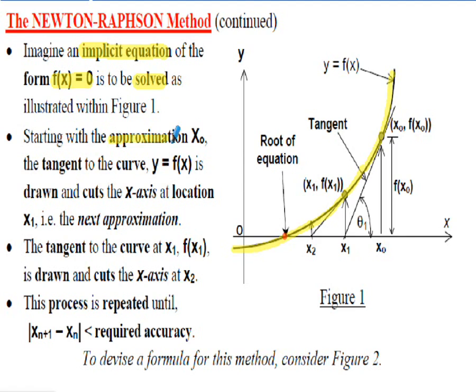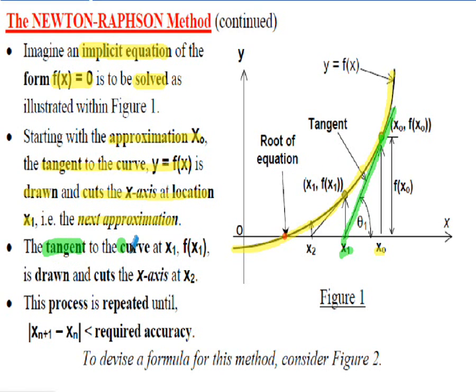If we start with an approximation x0 shown here, the tangent to the curve y = f(x), our yellow curve, is drawn and cuts the x-axis at a location x1, which is the next approximation. So in other words, here's our point on our curve, f(x0). If we draw a tangent through this point to our curve, we will cut the x-axis at x1, which is our next iteration.